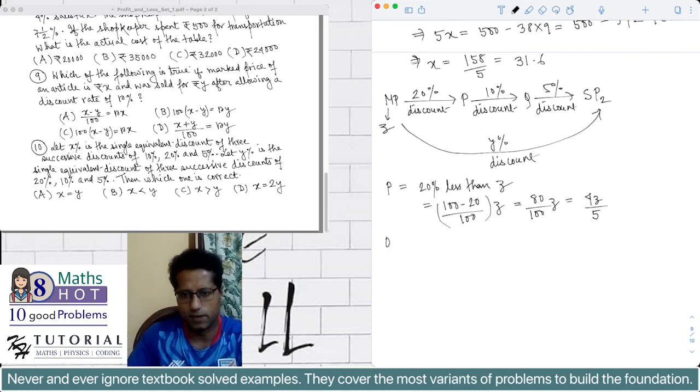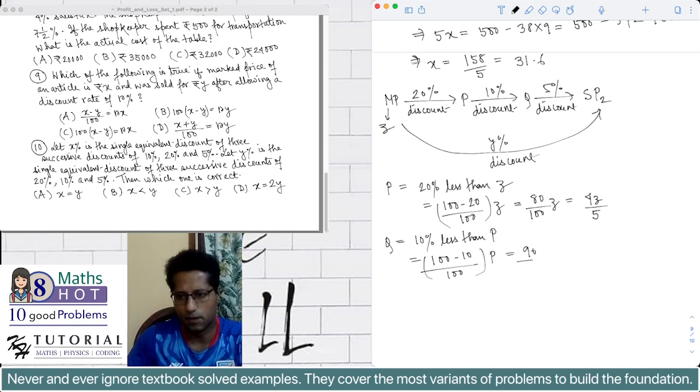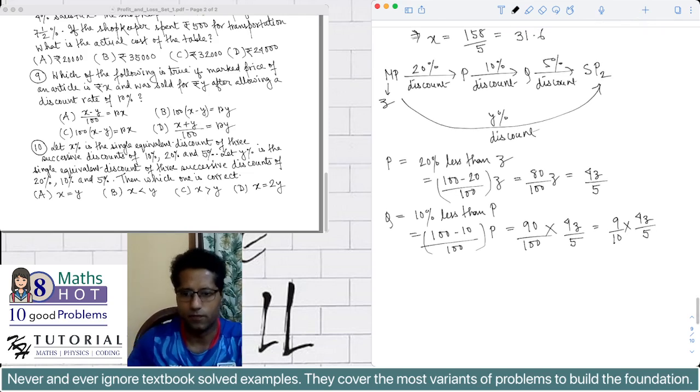Now again we know that Q will be equal to 10% less than P. This is equal to 100 minus 10 divided by 100 multiplied by P. This is equal to 90 by 100 multiplied by P, and P is 4Z by 5. This is equal to 9 by 10 multiplied by 4Z by 5. Okay. So this is Q.